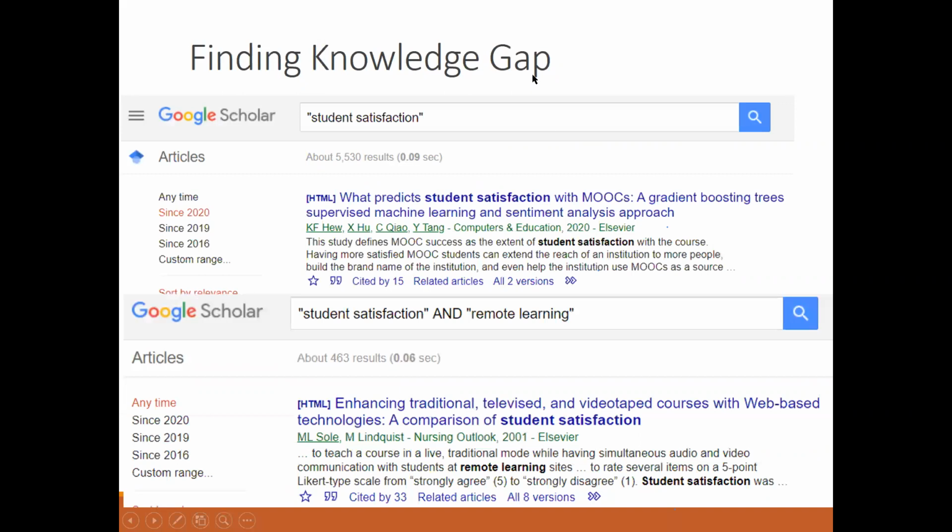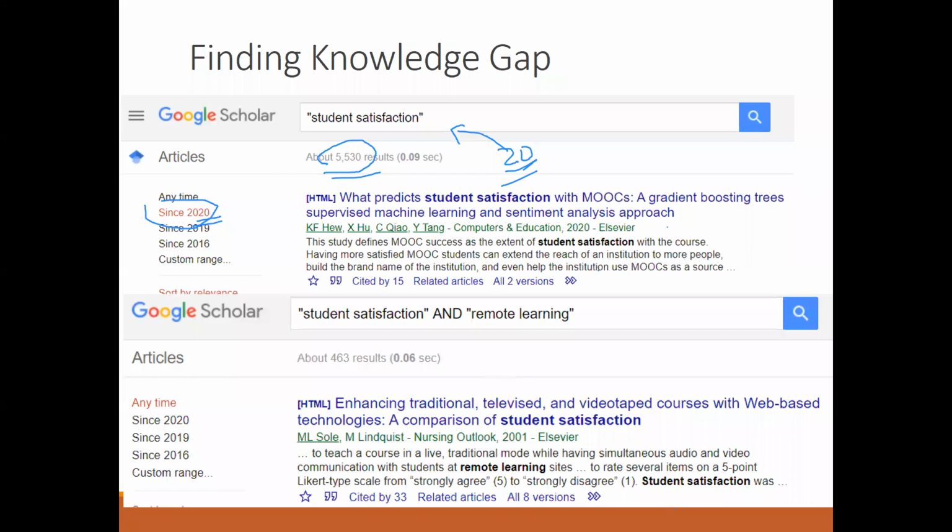When we talk about student satisfaction since 2020, we only have 5,530 research results. And this means that it is very difficult to find knowledge gap, even if you are talking about since 2020, because this means that each day close to 20 research papers are published about student satisfaction. So it means that this is a very mature topic, and it will be very difficult for you to find knowledge gap.